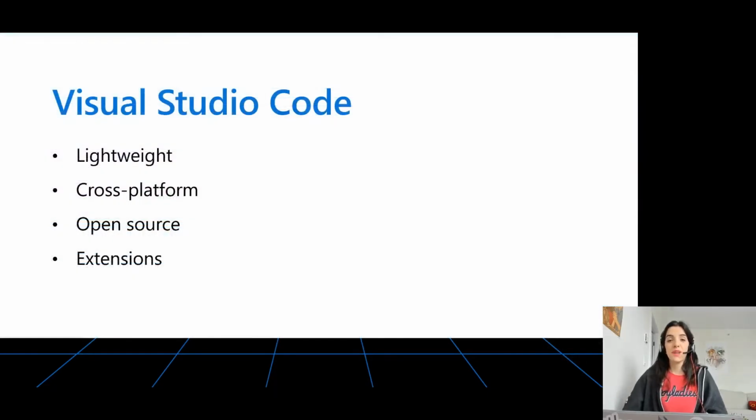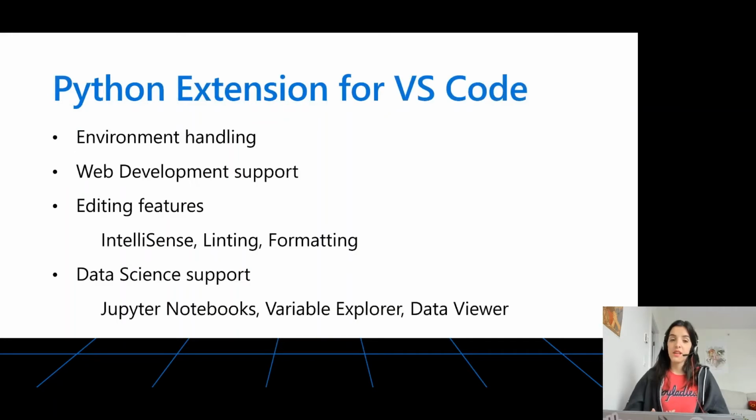Visual Studio Code is Microsoft's lightweight, cross-platform open source editor, and it offers built-in support for JavaScript, TypeScript, and Node.js, but you can customize your development experience through extensions. In this video, we're going to show how to work with a Python extension that offers you a lot of features such as environment handling, web development support, editing features such as IntelliSense, linting, formatting, as well as data science features such as Jupyter Notebook support, Variable Explorer, and Data Viewer, and much more.